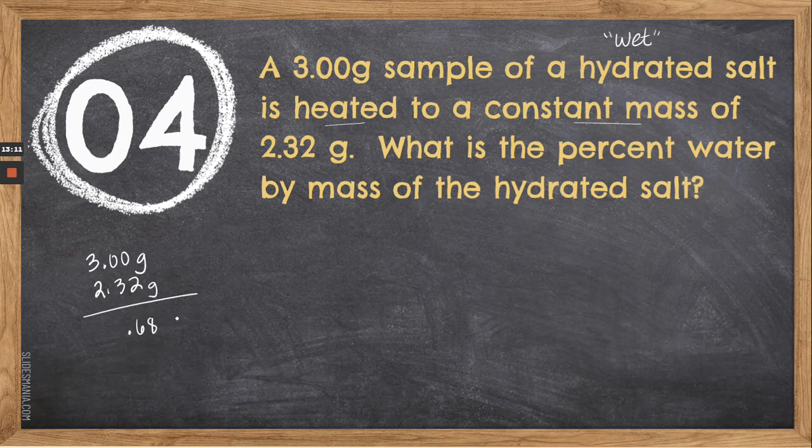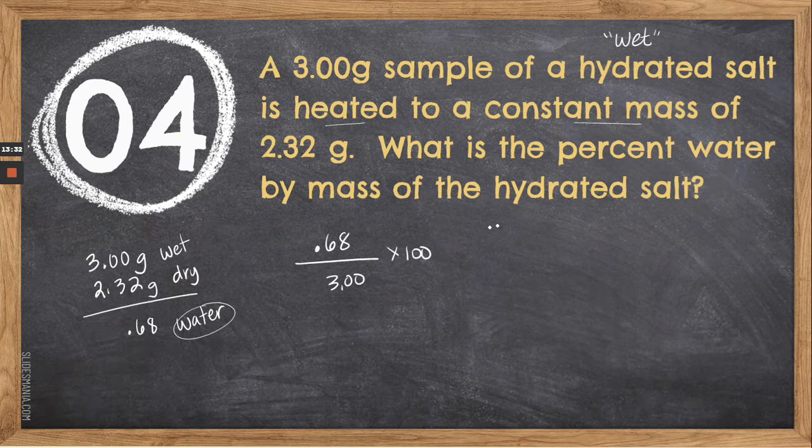So what's left, right? What disappeared was the water. So this was our wet sample. This was our now dry sample. What's the difference? The water that left. What is the percentage of water that was in there? Well, part over whole again. So 0.68 divided by the 3 times 100. This guy was almost a quarter. Wow, 22.7% water. Part over whole every single time. That's what we're doing. Okay.